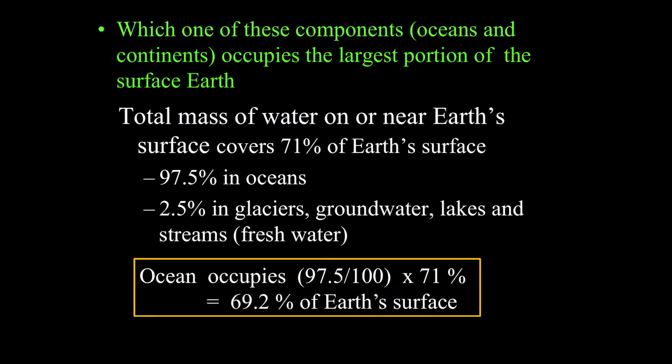Which one of these components, out of oceans and continents, occupy the largest portion of the surface Earth? The total mass of water on or near Earth's surface covers 71% of Earth's surface, 97.5% in oceans, 2.5% in glaciers, groundwater, lakes, and streams.